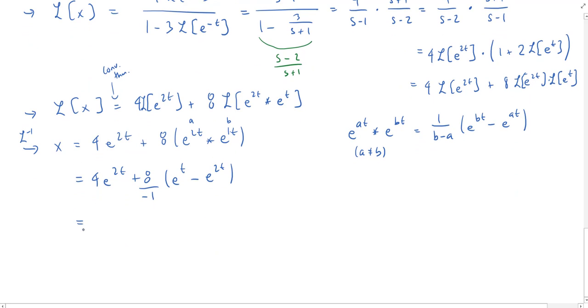Okay, let's see what we get here. So we have 4e to the 2t here. Then we're going to have minus 8, and then, oh, another minus, so that'll be a plus, another 8e to the 2t. So in total we have 12e to the 2t. Then we'll have minus 8e to the t. And there we go. We have solved for x.